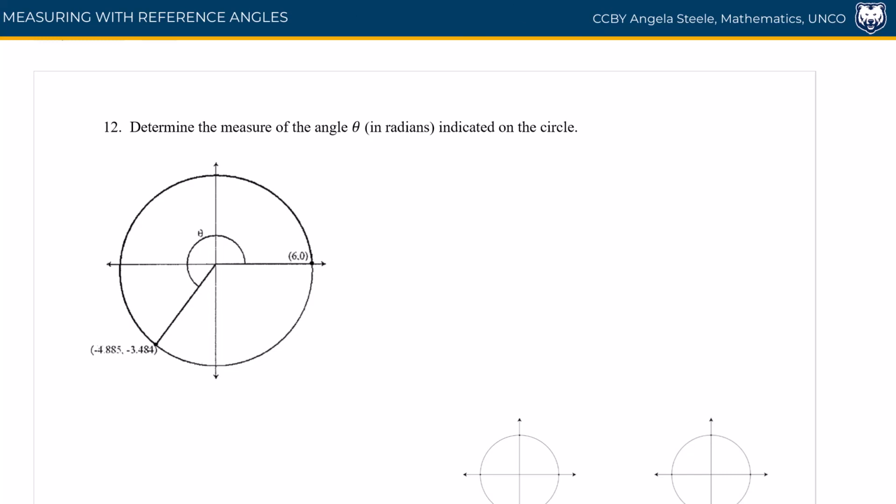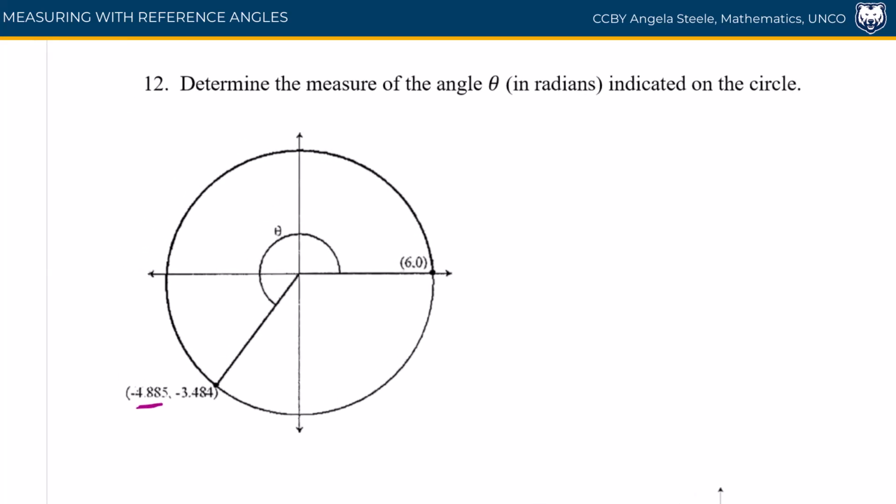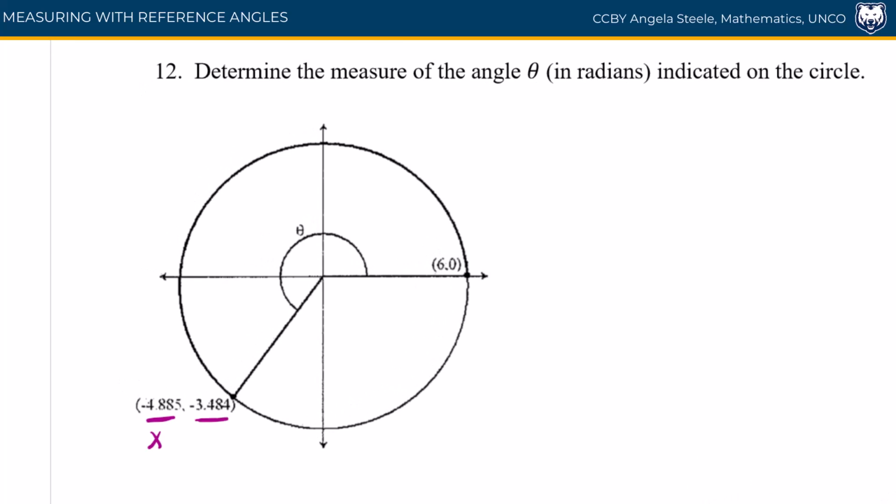So this video is a continuation of the 7.8 worksheet. So now we want to determine the measure of the angle in radians indicated on this circle. So notice here that we are given both the x value and the y value. I also want to highlight that this point is in quadrant 3.